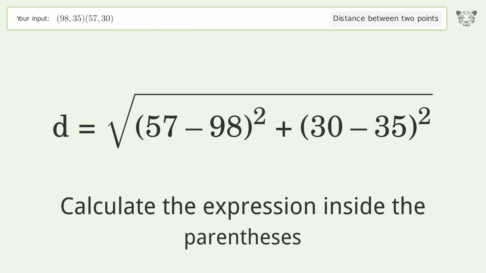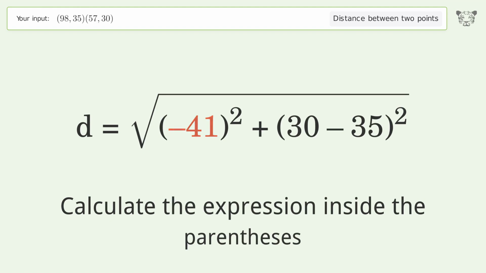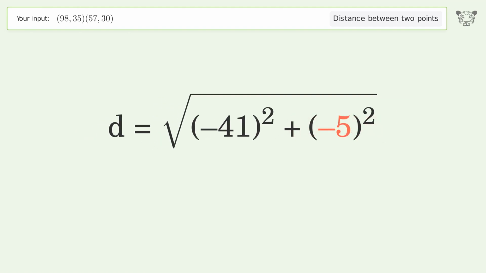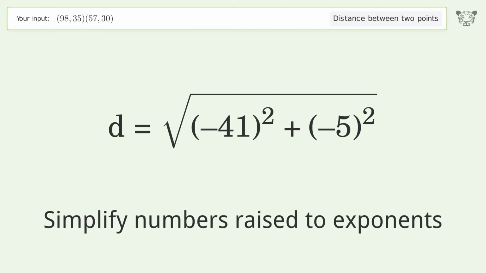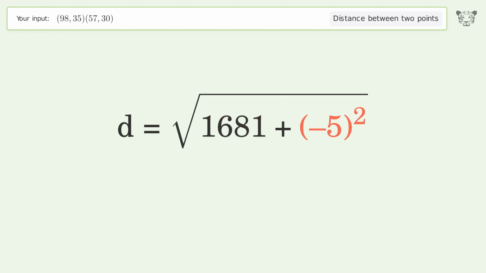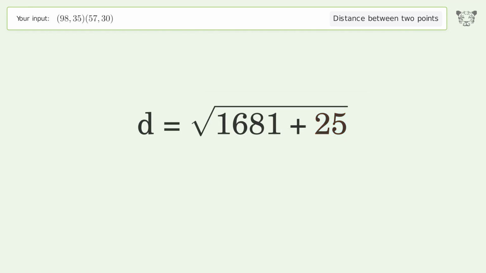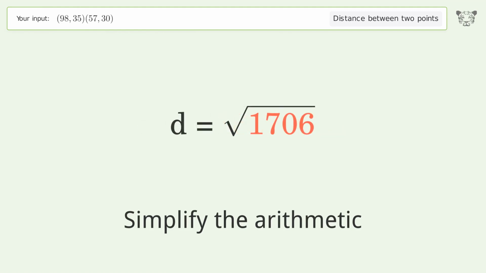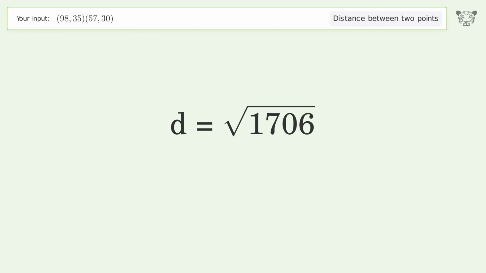Calculate the expression inside the parentheses. Simplify numbers raised to exponents. Simplify the arithmetic. And so the distance between the 2 points is the square root of 1706, or 41.304.